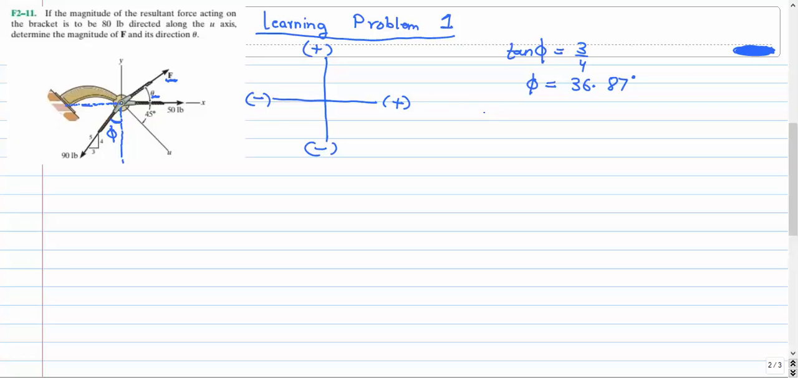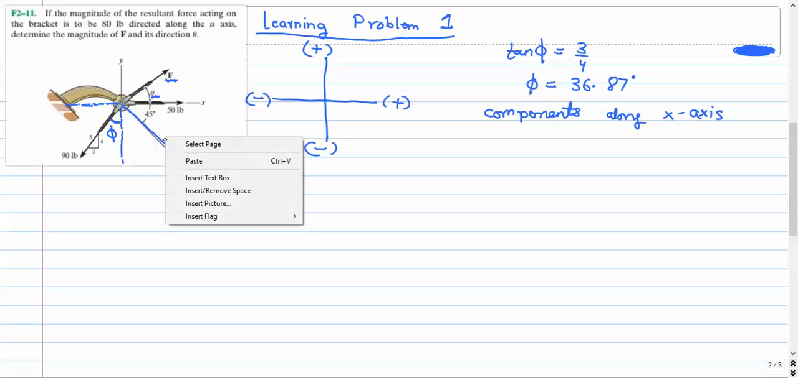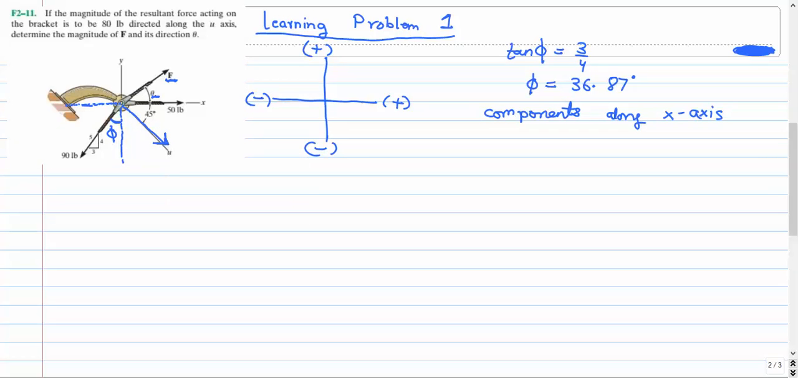So for the components along the x-axis, we should also draw the resultant force component that they have mentioned in the question, and it's supposed to be along the u-axis right here, and its magnitude is 80 pounds. So this is the resultant force vector. So what we will do is we will set up the x components of all forces equal to the x component of the resultant force.